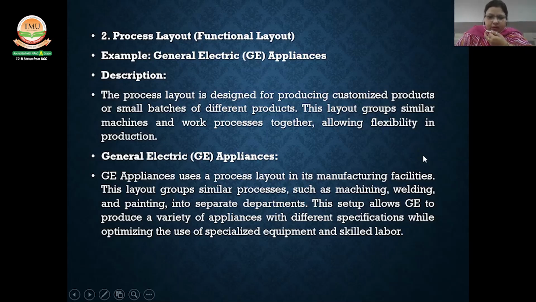Another company is Bajaj, an Indian company. This is an electric, or electronic, company. Bajaj makes fans, mixies for home purposes, and it will make irons also. So different products go through different processes. That's why it is called a process layout.